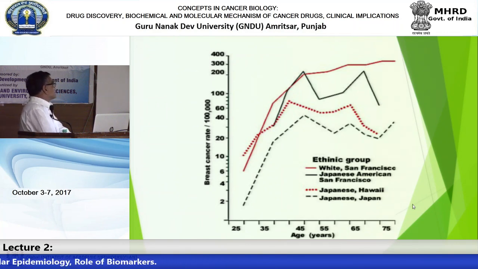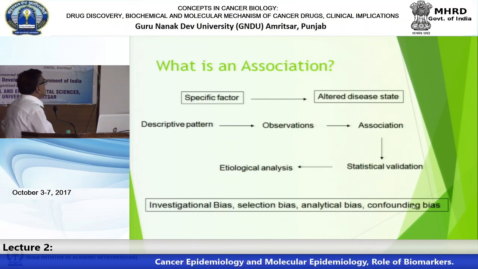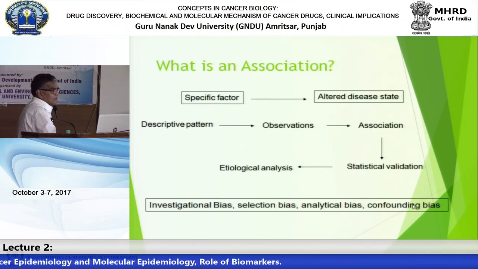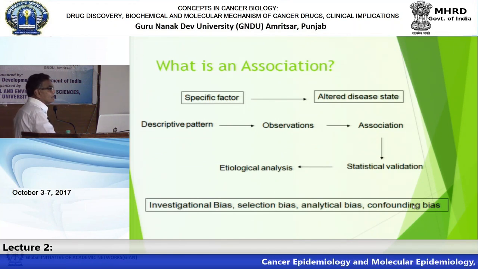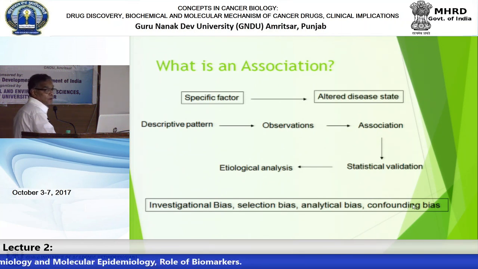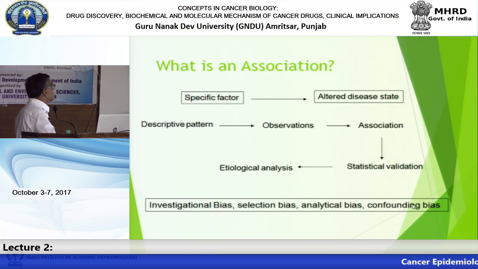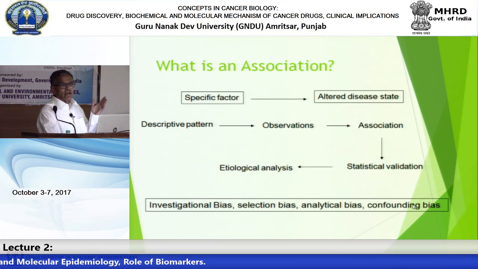So this is something that we really should keep in mind, that food habits are very important in terms of cancer. When you look at the association, you have a specific factor like high fat diet, cigarette smoking, selenium deficient diet, vitamin D deficient diet, whatever you have, that's your factor. That's going to provide an altered state, a disease state. Or you were at high risk of developing cancer up here, and then you moved somewhere where your food habits change, then that factor is going to decrease your risk of developing cancer down the road.